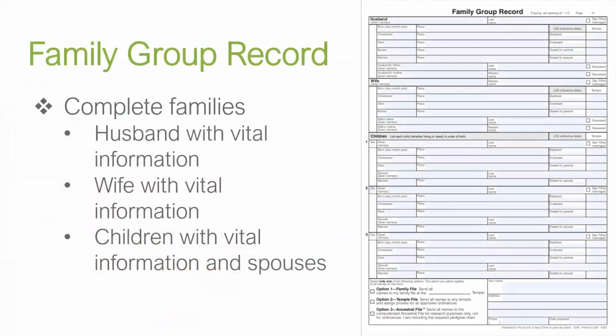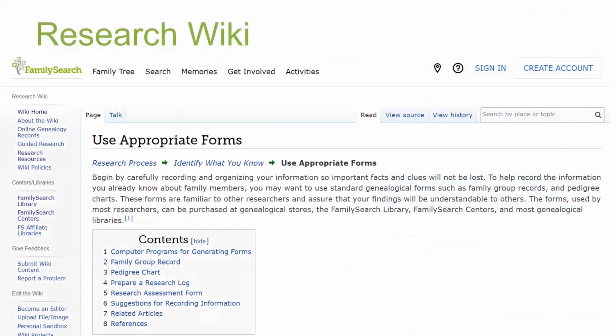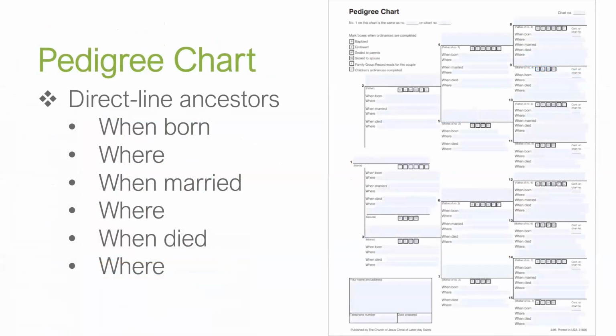The Family Group Record is a great way to record information about complete families, husband, wife, and children, with vital information for each person. The next type of form on the Wiki page is number 3, the Pedigree Chart. Pedigree charts are great for recording direct line ancestors like parents, grandparents, and great-grandparents with their vital information.